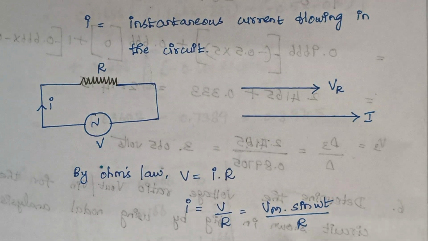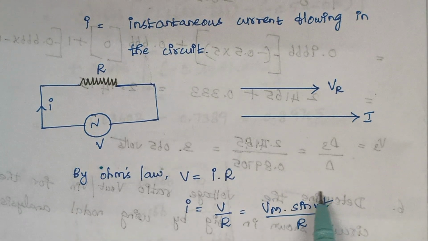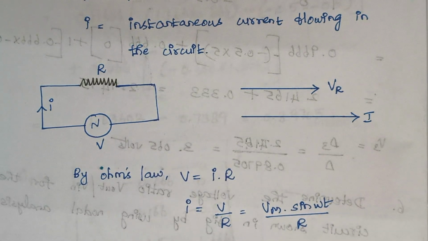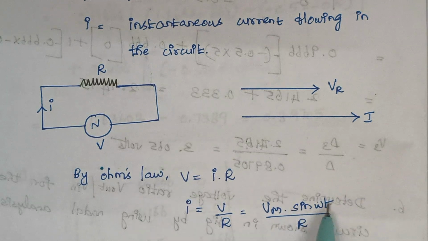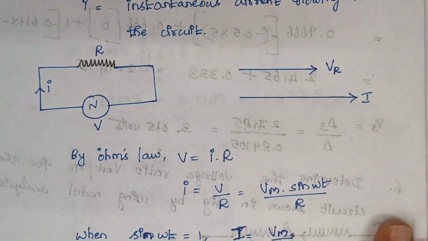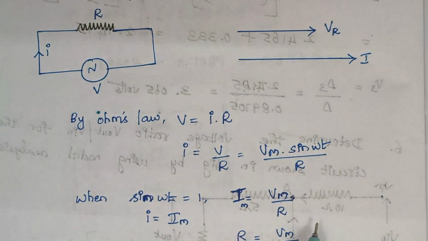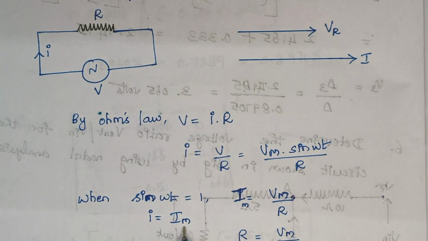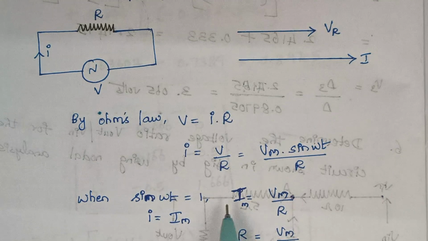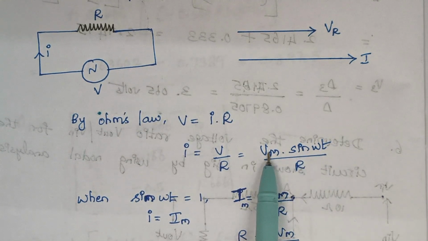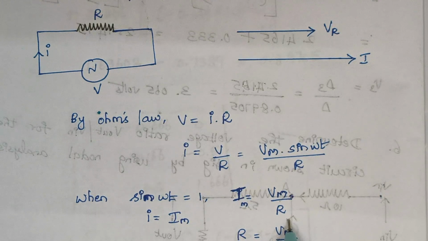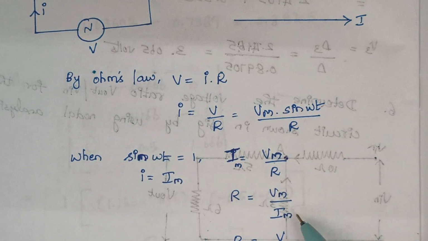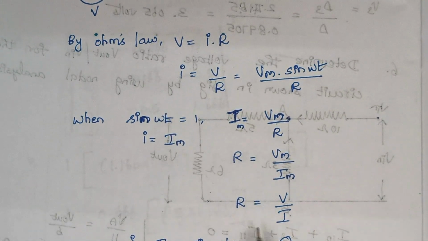Now, the next thing is, when the value of sin omega t becomes 1, i becomes Im. That is, it is the maximum value of the current, right? Therefore, this is what I had written here. When sin omega t is equal to 1, then i becomes Im. Therefore, the remaining terms are Vm by R. Right. Now the value of R is given as Vm by Im. Or simply we can write R is equal to v by i.